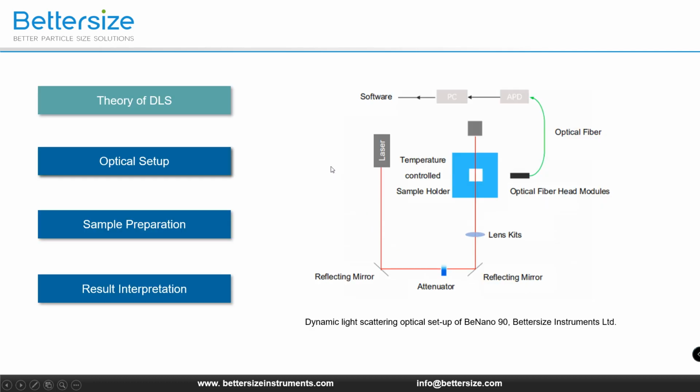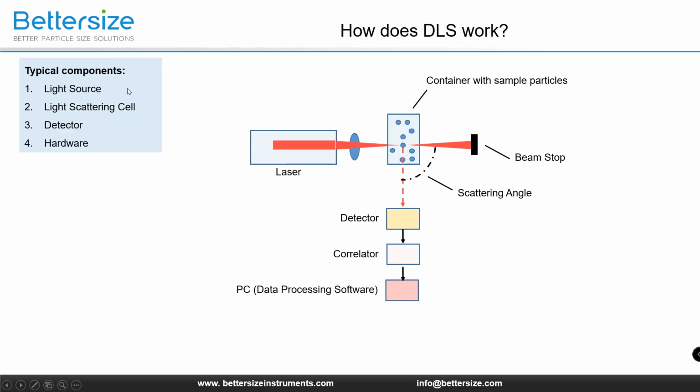Now we know how DLS works, let us take a closer look at its optical setup. Typically, a DLS setup contains four most important components: the light source, light scattering cell, the detector, and the hardware unit. The light source emits a coherent light beam and irradiates it onto particle suspensions in the light scattering cell.